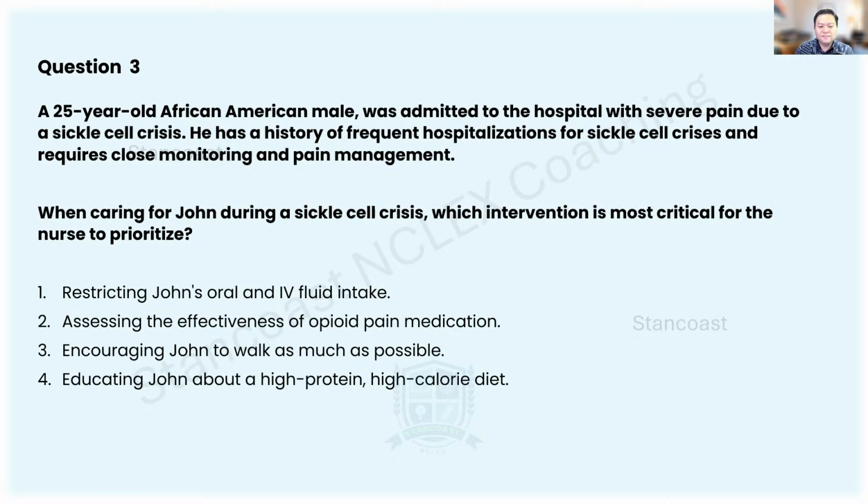A 25-year-old African-American male was admitted to the hospital with severe pain due to the sickle cell crisis. He has a history of frequent hospitalization for sickle cell crisis and requires close monitoring and pain management. When caring for John or this patient during a sickle cell crisis, which intervention is most critical for the nurse to prioritize?